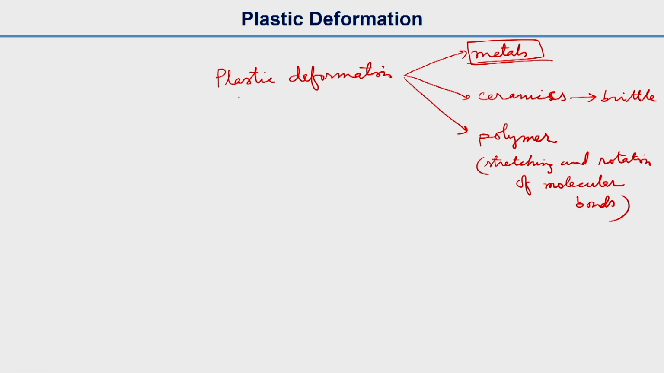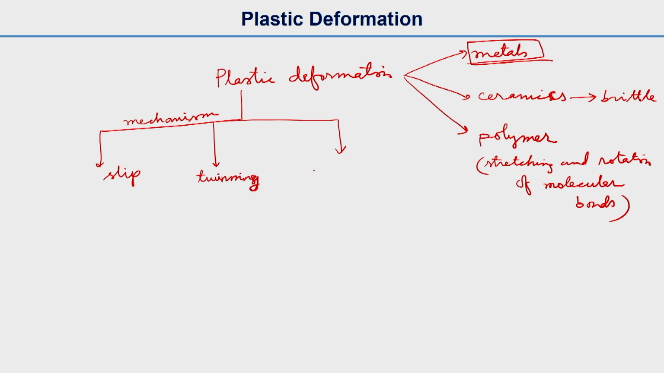And if you talk about metals, we can have a classification of the mechanisms. We are talking about the mechanisms of plastic deformation here. The first one is slip, the second one is twinning, and the third one is Martensitic transformation.